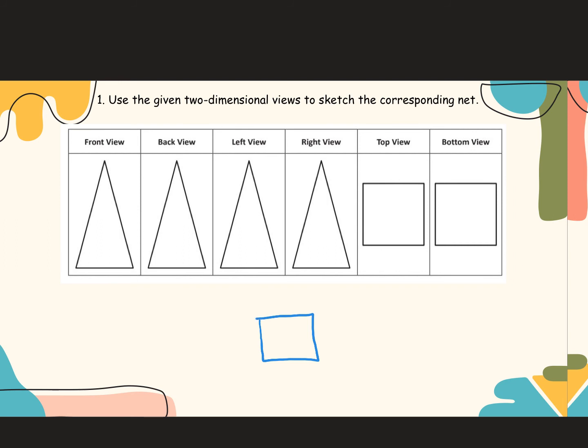All right, so my front view is a triangle. My back view is a triangle. My left view is a triangle. And my right view, and I definitely mixed up my left and rights, but my left and right views are both triangles. So here we have a square pyramid.